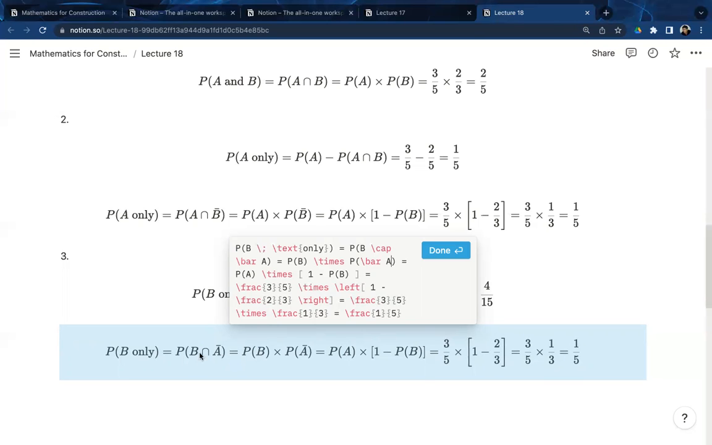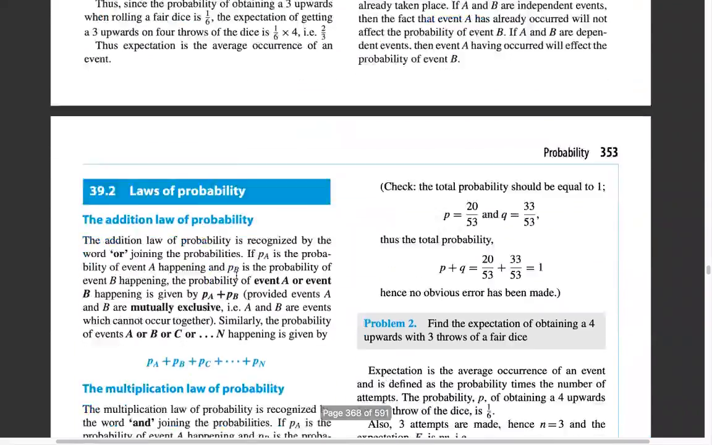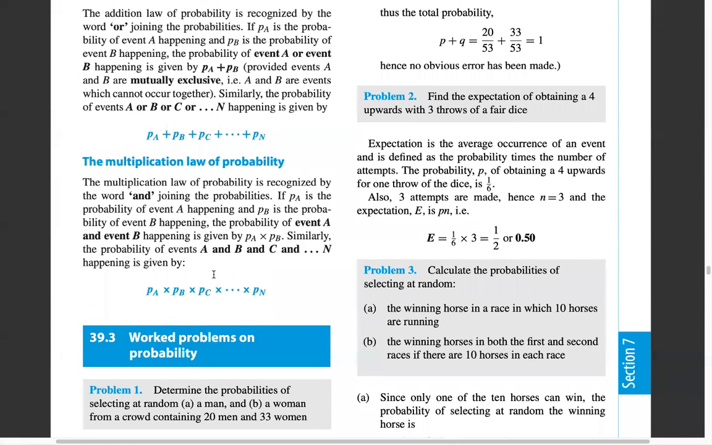Because intersection means two events happening at the same time, which is possible. The AND rule says to multiply them, okay? So when we have an intersection, we multiply probabilities. That's the product rule, as you see up here. Let me go back, laws of probability, right? The product. So that's AND. When both events happen, you multiply them.